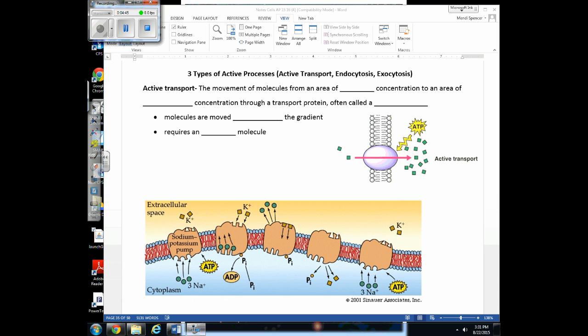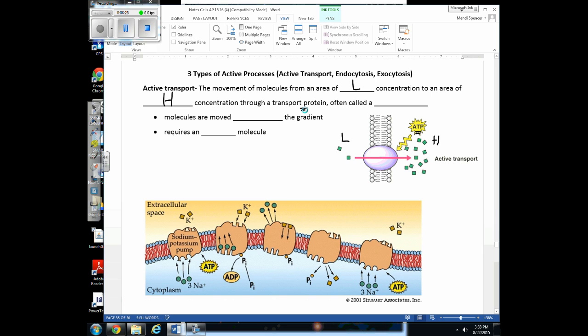Now let's move into those three types of active processes: active transport, endocytosis, and exocytosis. So first, with active transport, molecules are going to be moved from an area of low concentration to an area of high concentration. And they're being moved through a transport protein similar to facilitated diffusion, just backwards. In facilitated diffusion, these molecules and ions were being moved from high to low. In active transport, they're being moved from low to high, like you can see here. So here's a lower concentration compared to the other side of the membrane where there's a higher concentration of those molecules. And you can see that it's going to cost the cell some ATP, or some energy.